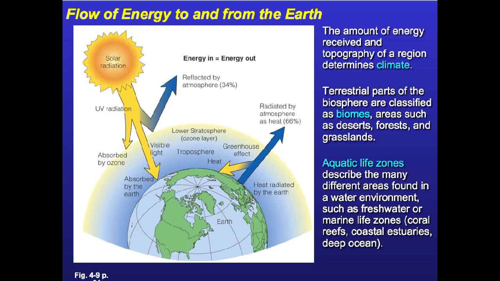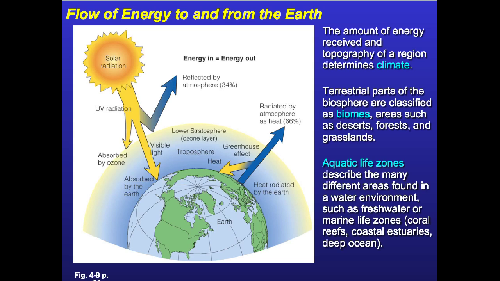So if we start out with energy, looking at how energy flows, where does it start? The sun. And as that energy reaches the Earth, the amount of energy received and the topography of a region determines the climate. So climate's determined by the sun. Terrestrial parts of the biosphere are classified as biomes, such areas as deserts, forests, and grasslands. And what determines these biomes is the climate. One, how much sunlight are they getting, and also how much water they get as well.